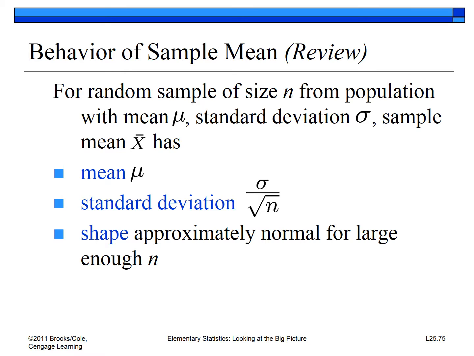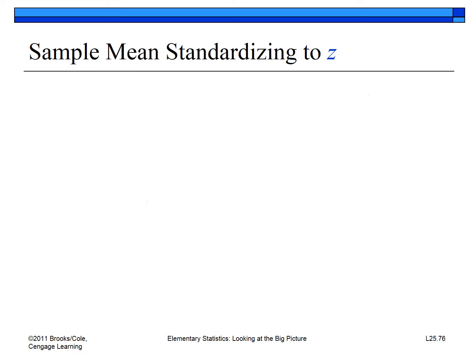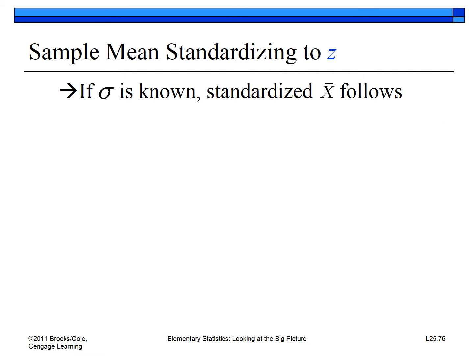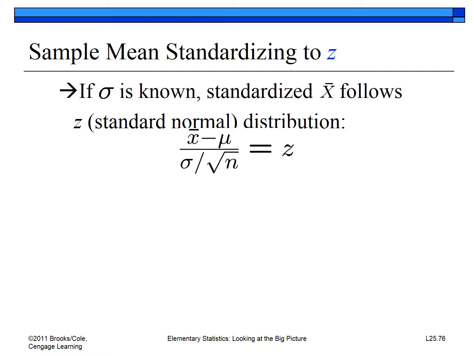So remember, when we're looking at sample means, they're a random variable. They're centered at mu, the population mean. The standard deviation is the population standard deviation sigma divided by the square root of the sample size. And as long as n is big enough, the shape is approximately normal. If we know the population standard deviation, x bar follows the z distribution, or the normal distribution.